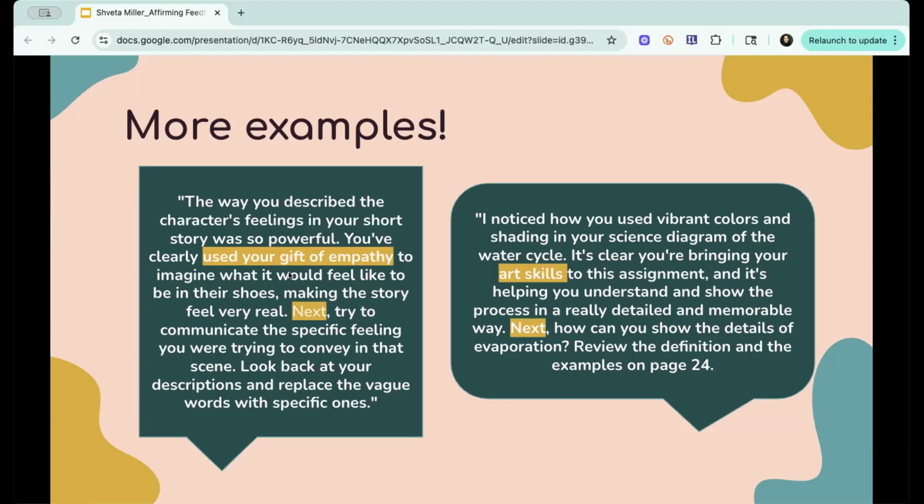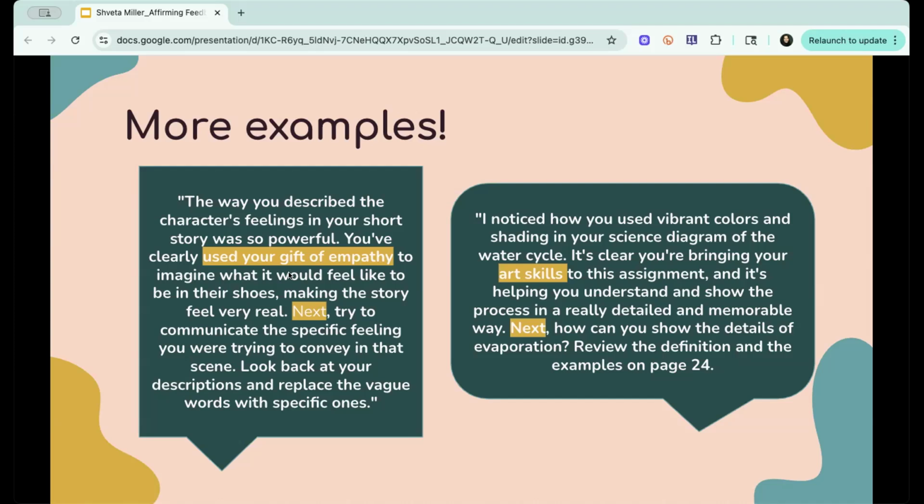I noticed how you used vibrant colors and shading in your science diagram of the water cycle. It's clear you're bringing your art skills to this assignment, or maybe I say your interest in art or your passion for drawing and your perspective on color. And it's helping you understand and show the process in a detailed and memorable way.